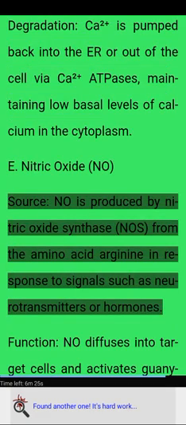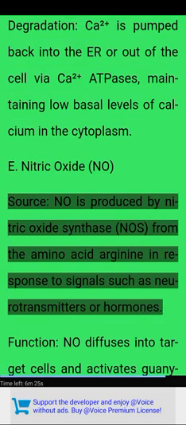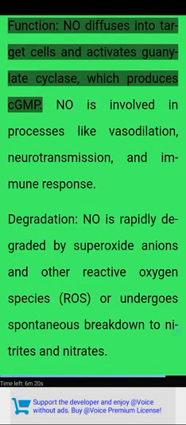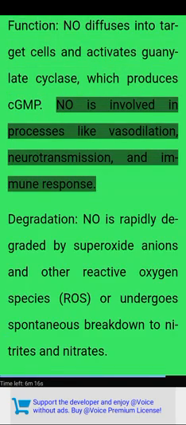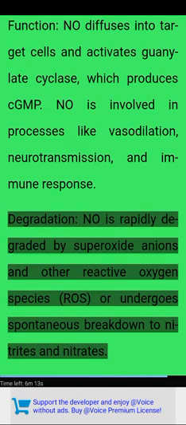E. Nitric oxide (NO). Source. NO is produced by nitric oxide synthase (NOS) from the amino acid arginine in response to signals such as neurotransmitters or hormones. Function. NO diffuses into target cells and activates guanylate cyclase, which produces cGMP. NO is involved in processes like vasodilation, neurotransmission, and immune response. Degradation. NO is rapidly degraded by superoxide anions and other reactive oxygen species, ROS, or undergoes spontaneous breakdown to nitrites and nitrates.